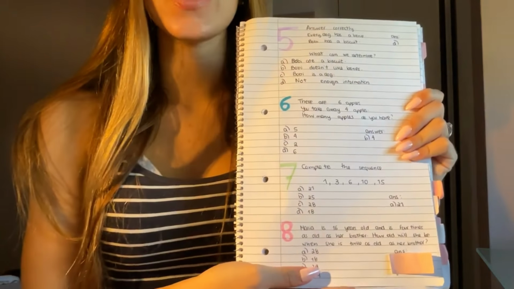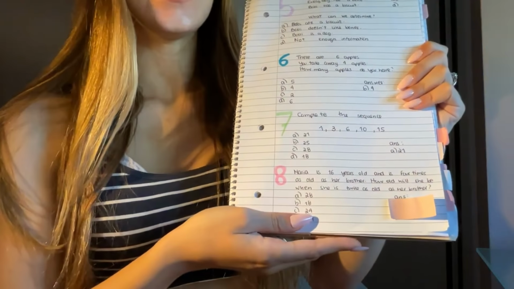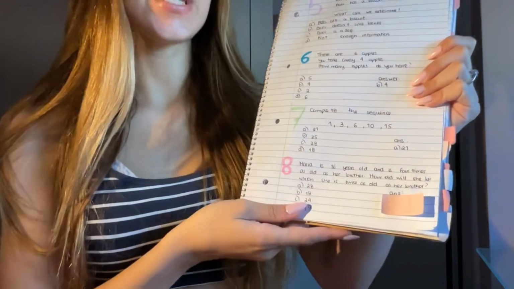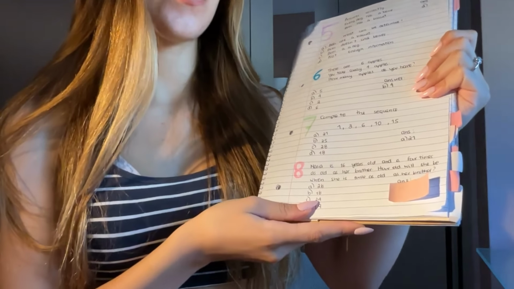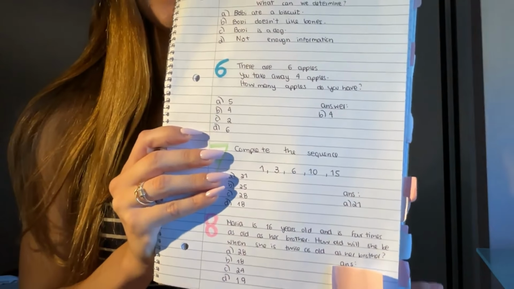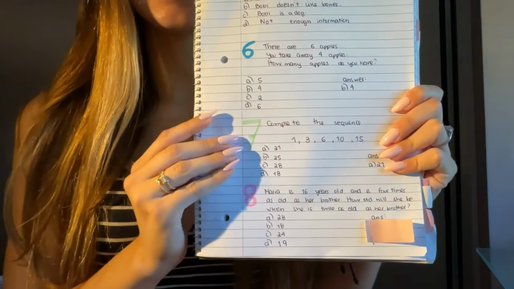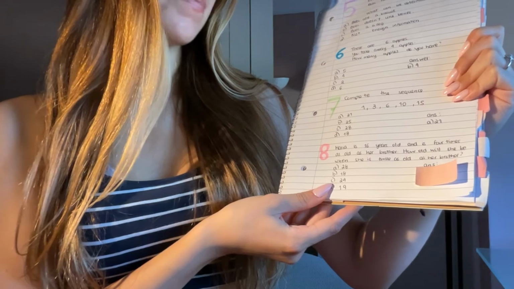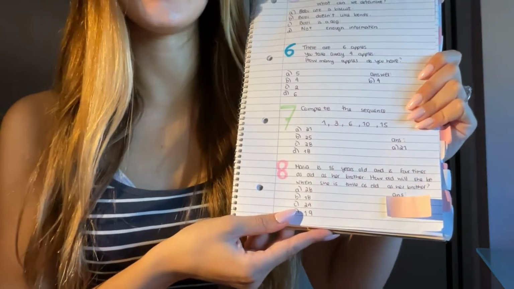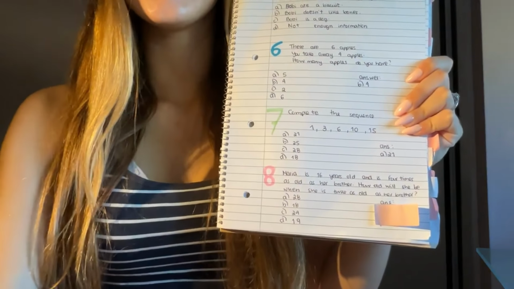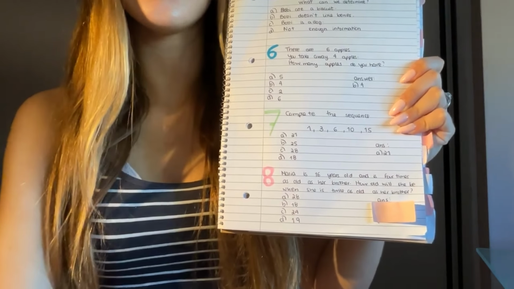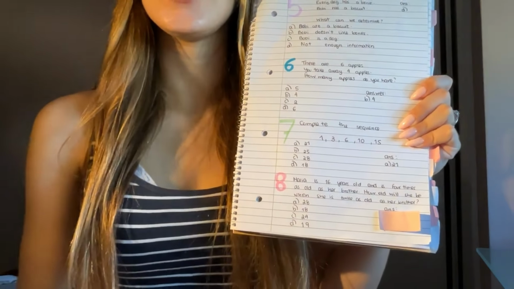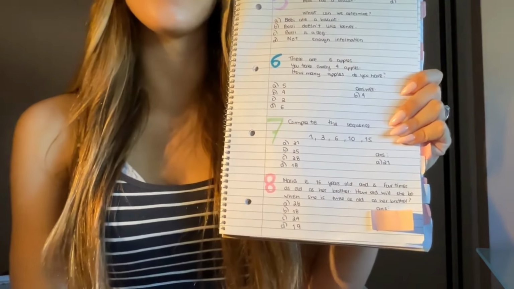Okay, let's move on to the next question. Question number 8. Maria is 16 years old and is 4 times as old as her brother. Maria is 16 and she is 4 times as old as her brother. How old will she be when she's twice as old as her brother? So currently Maria is 16 years old, and she's 4 times as old as her brother. How old will Maria be when she is twice as old as her brother?